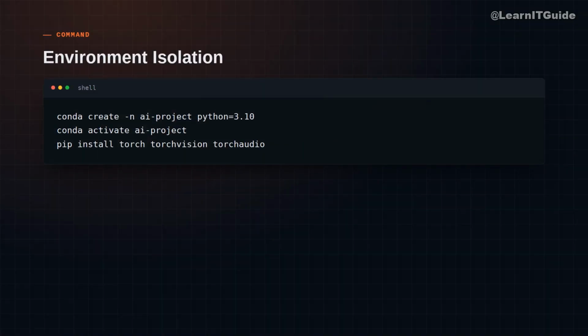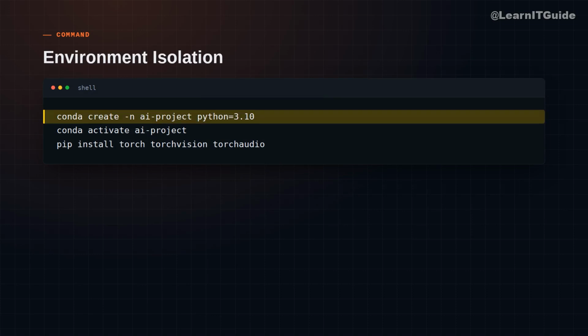Now, let us talk about environment isolation. Never install AI packages globally. On line 1, we create a new environment named iProject using Conda, which is the preferred tool for managing data science dependencies.